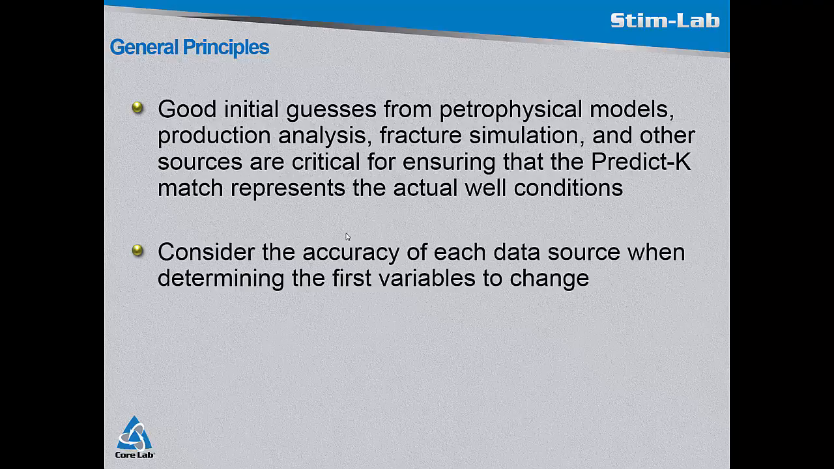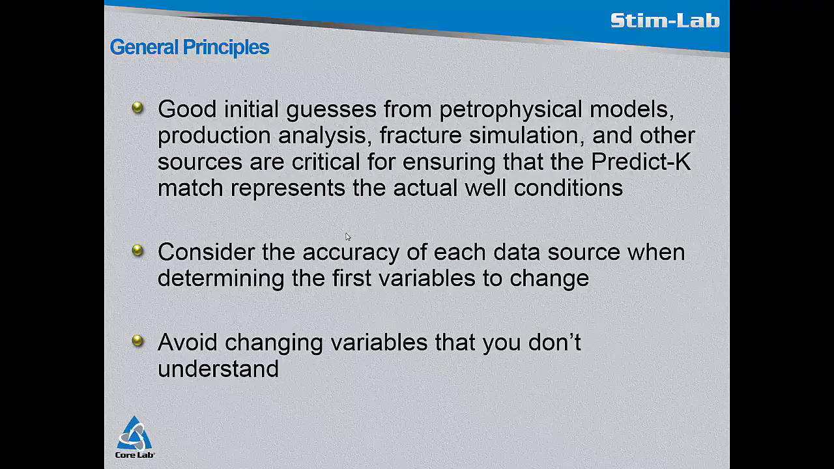Second, consider the accuracy of each of these data sources when determining the first variables to change. In other words, change variables that are not independently estimated first, and then move to variables where the confidence interval is large. Lastly, as a rule that applies to all matching operations, avoid changing variables if you don't understand how or why that will affect your results.